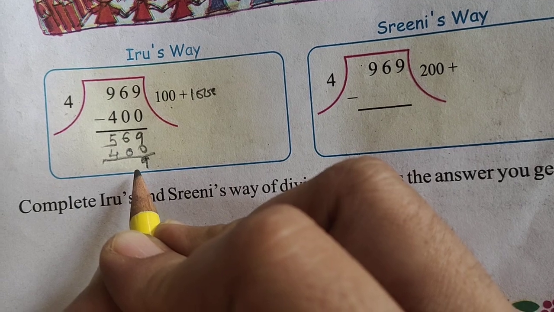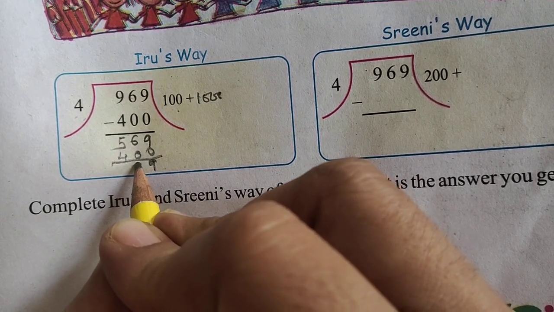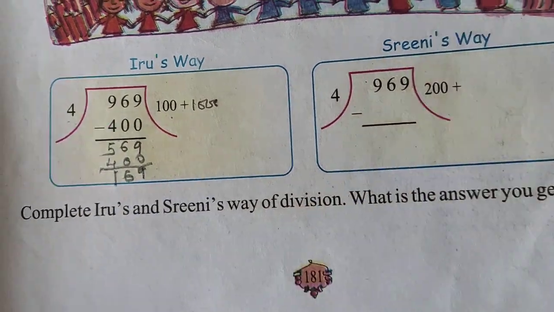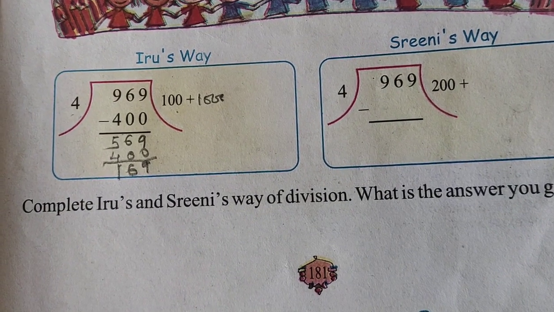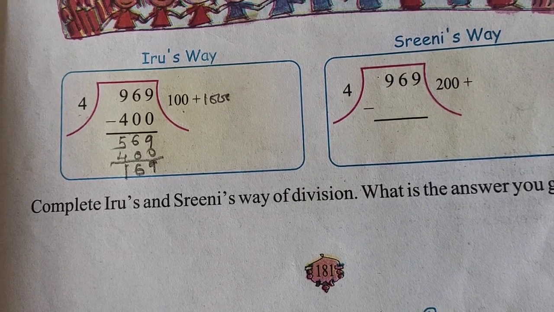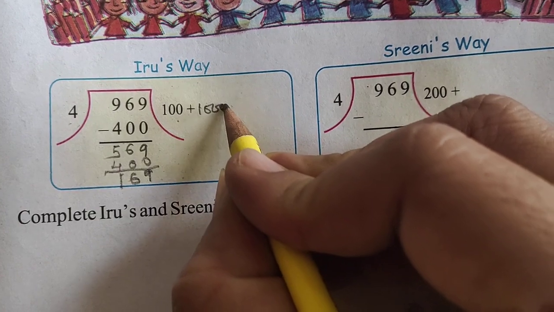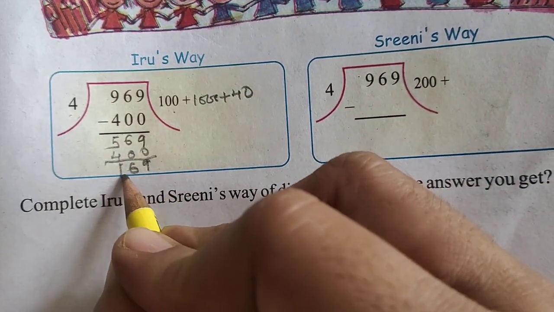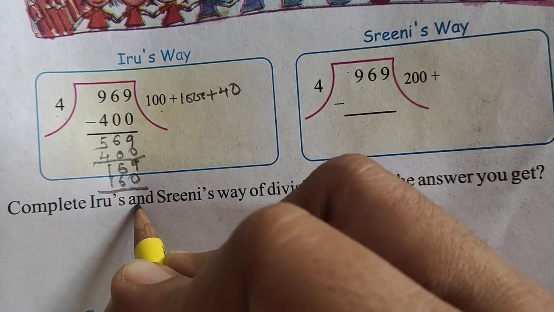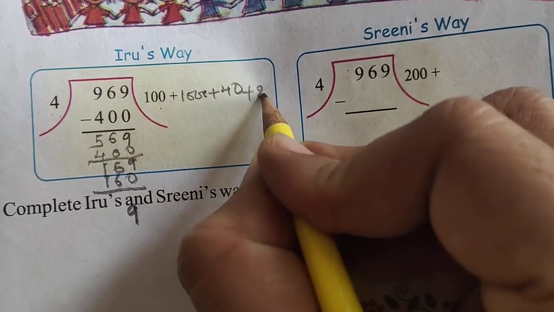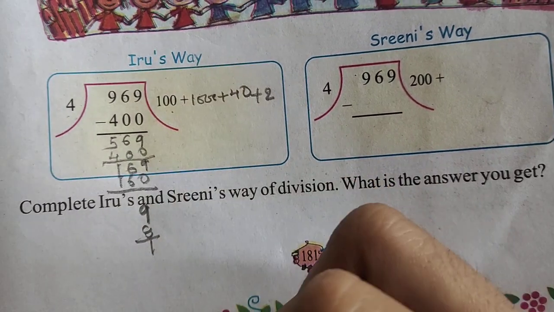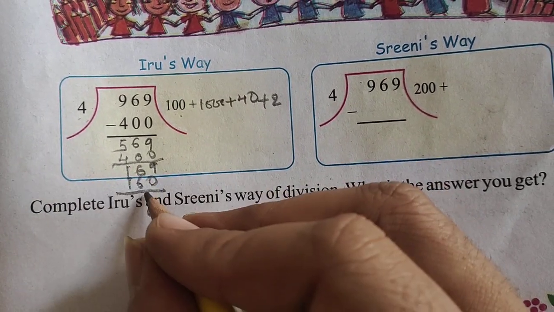169. Now we can take 4 40s are 160. So how much is left? 9. Then 4 2s are 8. So 1 pencil will be left. Okay, so 1 pencil is left. This was Iru's way.